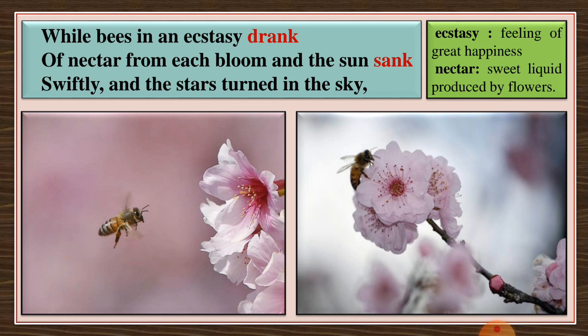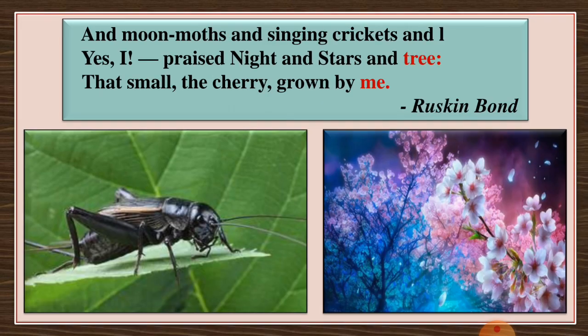Now students, let's move towards the end of the poem. And moon moths and singing crickets and I, yes I, praise night and stars and tree, that small, the cherry grown by me, composed by Ruskin Bond.